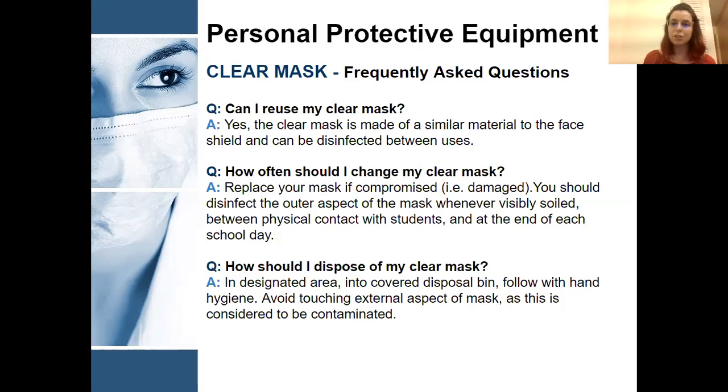The clear masks, rather than being looped around the ears, do have double loops that go behind the head, one at the crown and one at the nape of the neck. So you are just going to want to take it off both straps over the top of the head rather than physically touching the clear aspect of that mask.